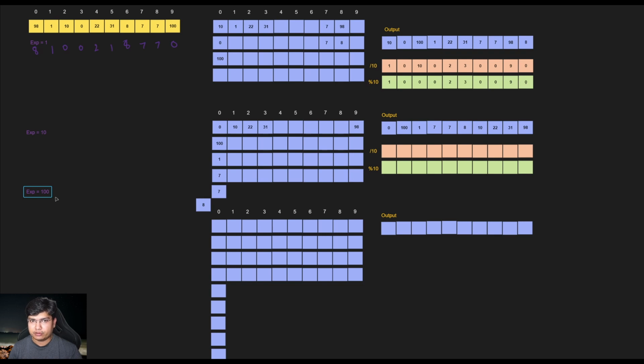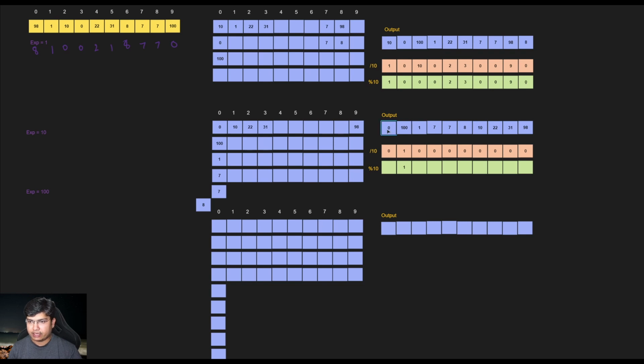And why do I have to do 3 iterations? Because the maximum number here is 100, which has 3 digits. Okay, let's quickly divide this by 100, and everything here would be 0 except 100. And in this case all the mods will be 0, and for 1 it would be 1. Rest everything would be 0. I'm not writing zeros all over here.